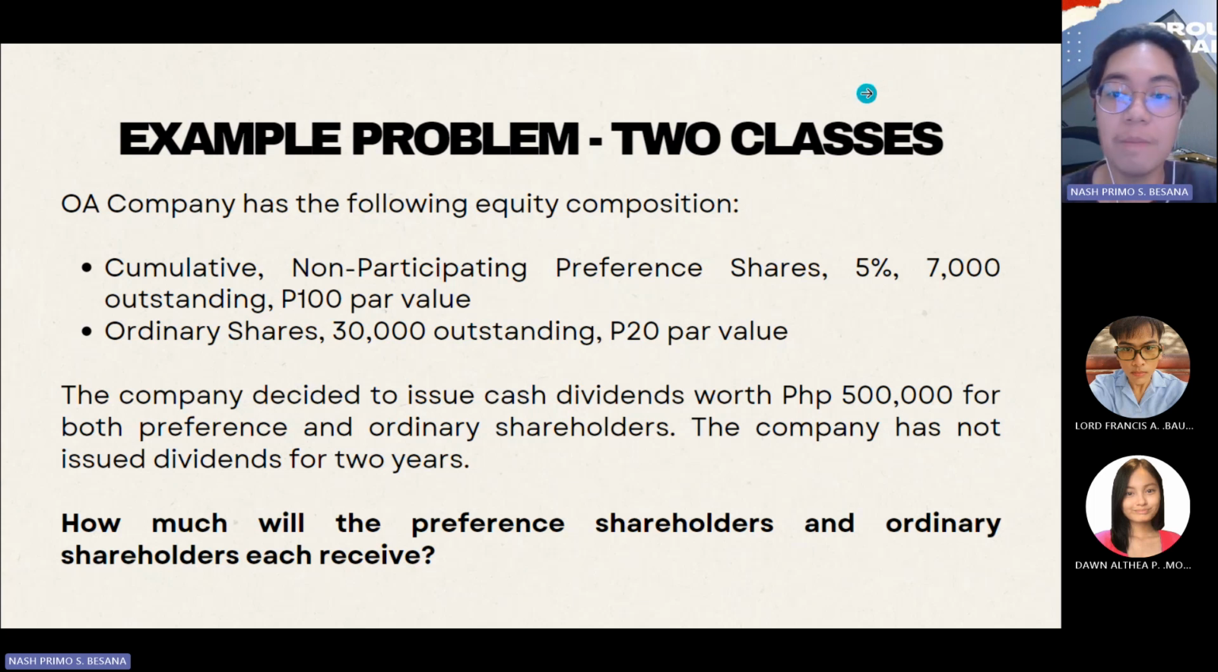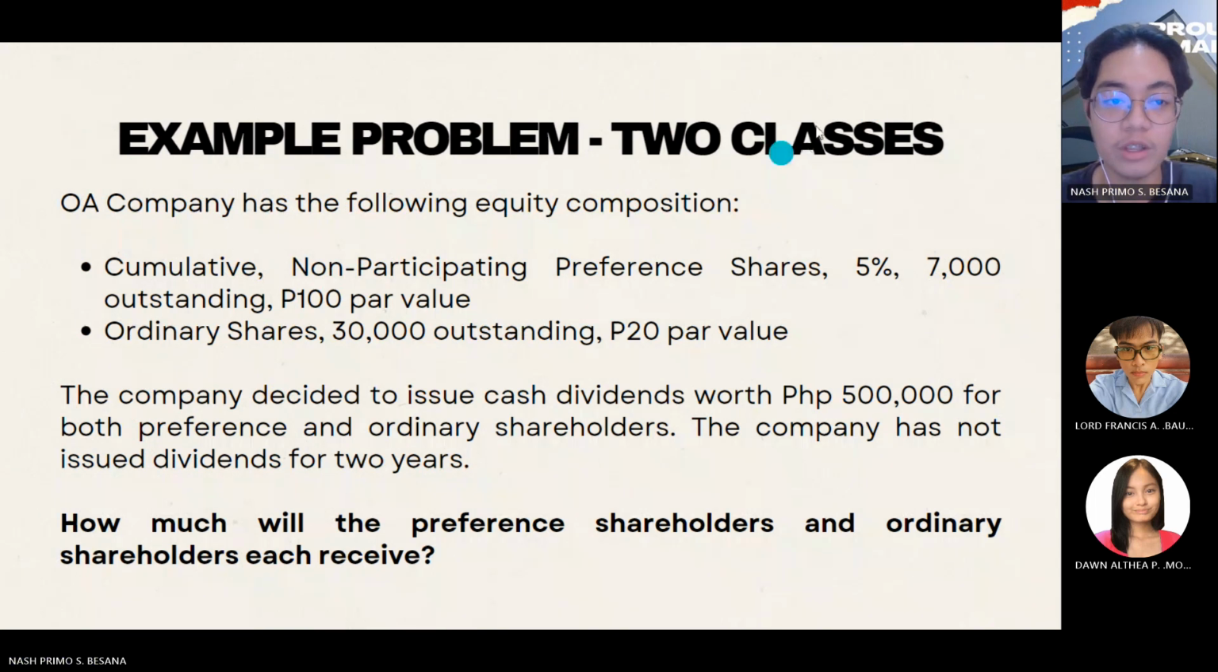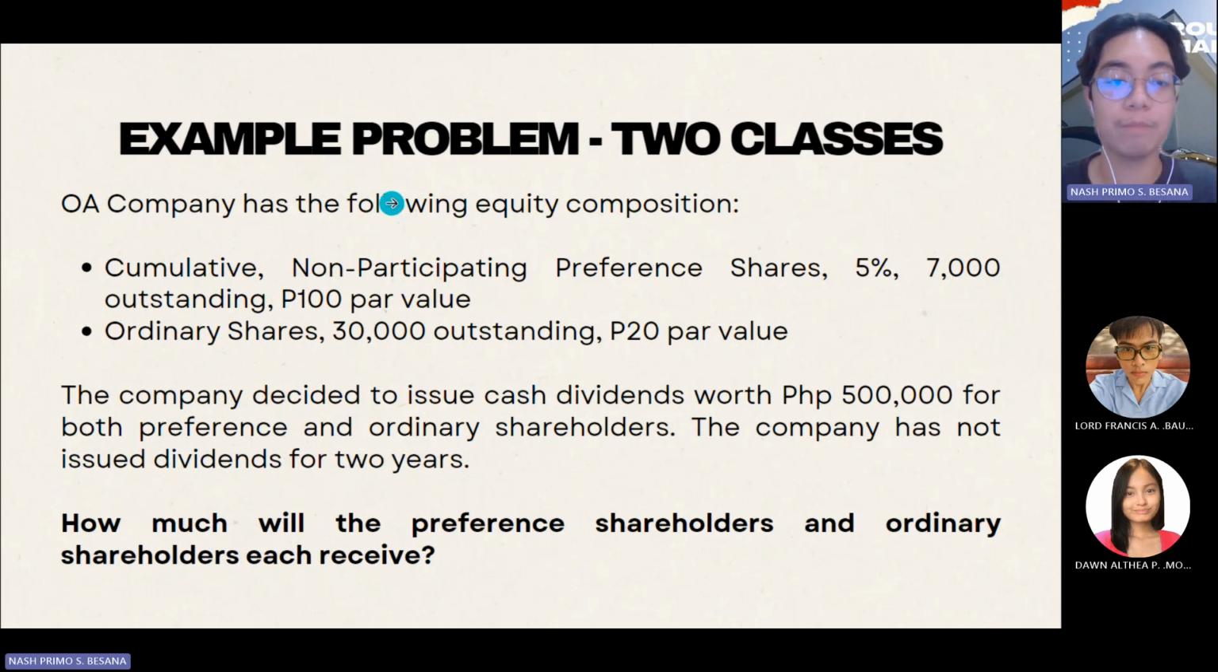So, himay-himayin muna natin yung problem. So first, ang nakalagay na type ng preference shares, cumulative. So diyan pa lang dapat mag-click na agad na there would be dividend in arrears later on. Kasi nga, another hint na binigay is ito, the company has not issued dividends for 2 years. So yung cumulative na word plus itong ganitong statement, parang it should be a hint na for us that there would be dividend in arrears later on sa computation natin.